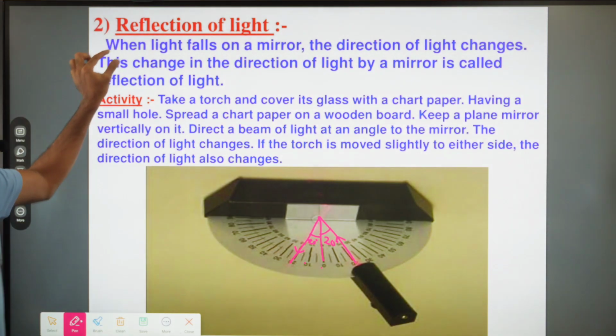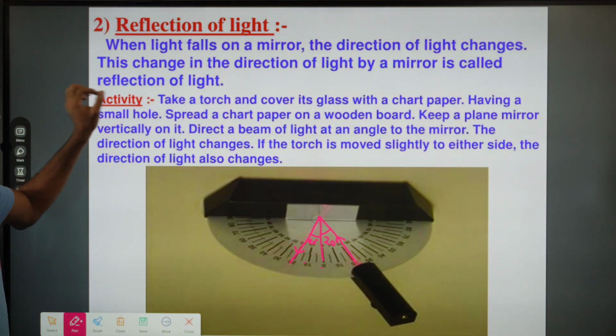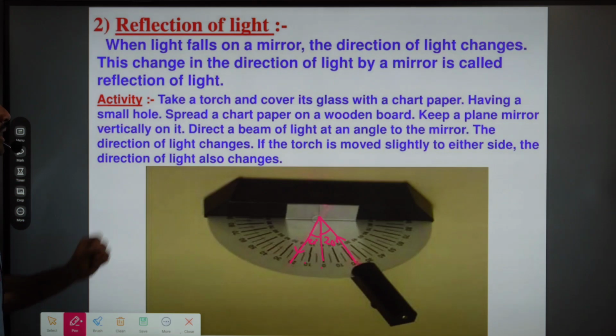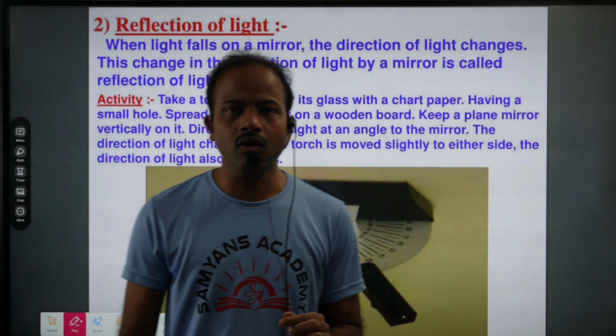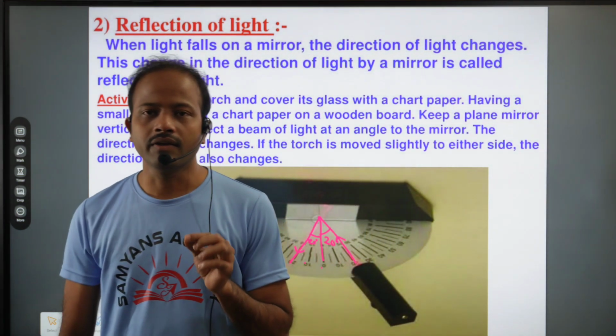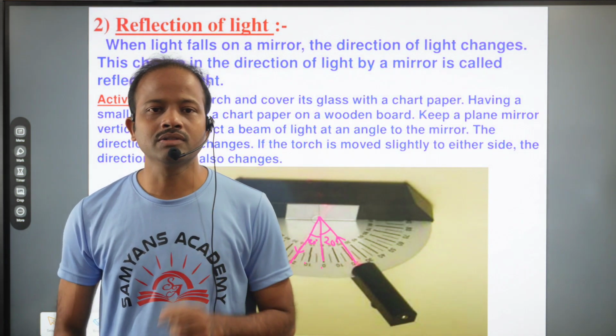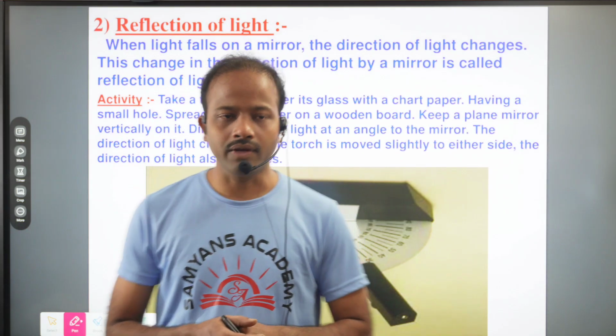So when light falls on a mirror, the direction of light changes. This change in the direction of light by a mirror we call reflection of light. Simply we can say that bouncing back of light is also called reflection of light.